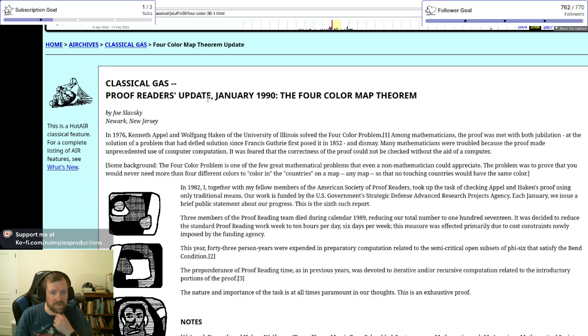Classical gas. Proofreaders update. January 1990. Four-color map theorem. Joe Slavsky, Newark, New Jersey. In 1976, Kenneth Appel and Wolfgang Haken, University of Illinois, solved the four-color theorem. Among mathematicians, the proof was met with both jubilation at the solution of the problem that had defied solution since Francis Guthrie posed it in 1852, and dismay. Many mathematicians were troubled because the proof made unprecedented use of computer computation. It was feared that the correctness of the proof could not be checked without the aid of a computer.